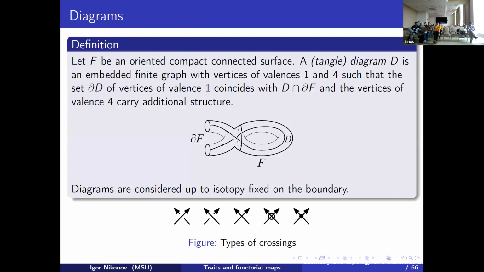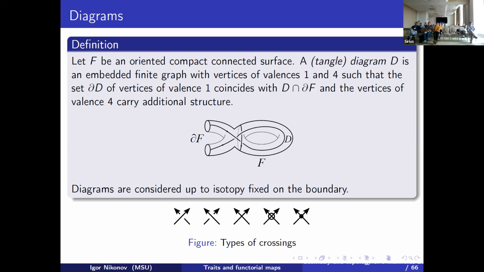So we'll start with the definition of diagrams and knot theories. So we take a surface, a compact surface, oriented, maybe with the boundary, and consider tangle diagrams in this surface, that is 4-valent graphs, and also we may have vertices of valency 1 on the boundary, and at each crossing, at each vertex of valency 4, we consider one of the following structures.